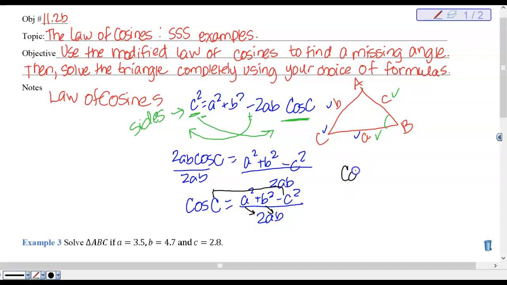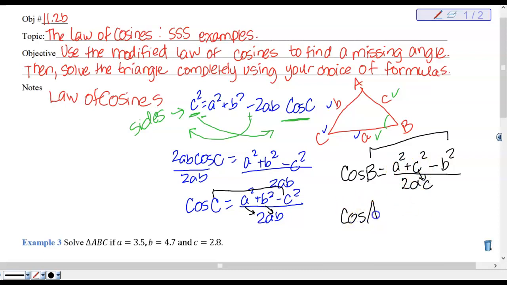So if we were to do cosine B, then we would want the two sides that are not opposite. So that would be a squared plus c squared, and then minus b squared, because that'll be the side opposite the angle. So you're subtracting the side opposite the angle. And then it'd be over 2 times a times c. Or if we were doing cosine of a, we'd want to be subtracting a squared. So we'd want b squared plus c squared over 2 times b times c.